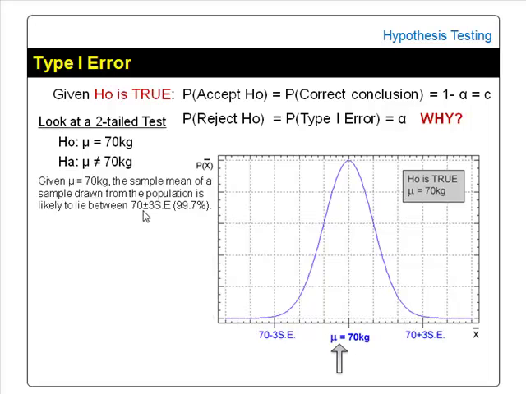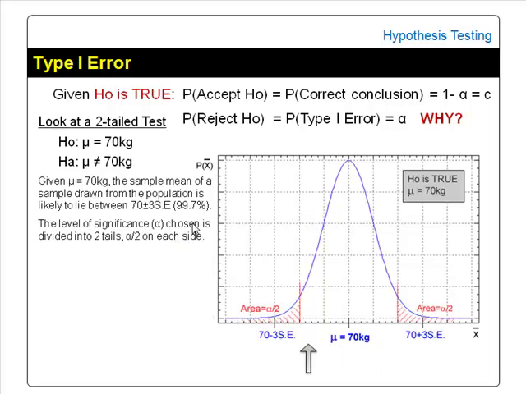The sample mean of a sample drawn from this population is likely to lie within ±3 standard errors, from the mean of 70 kg, 99.7% of the times. The level of significance, alpha, we have chosen for the test is divided into two tails, the right tail and the left tail, with an area of alpha over 2 on each tail. This point is the x-bar critical left and the x-bar critical right. The area between the two tails is 1 minus alpha, or C, which is the level of confidence.